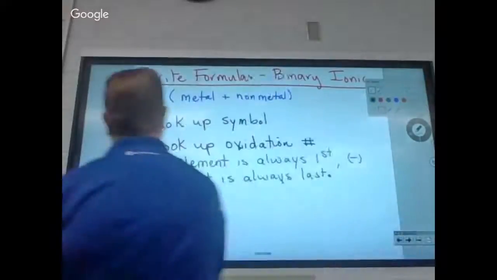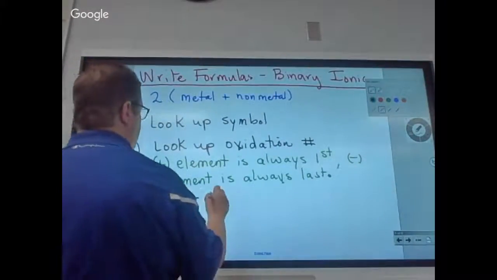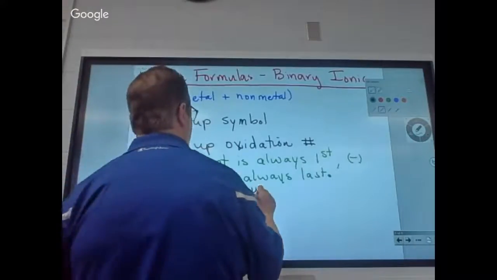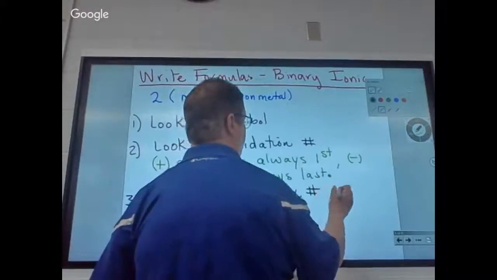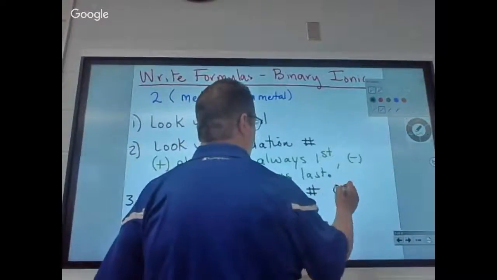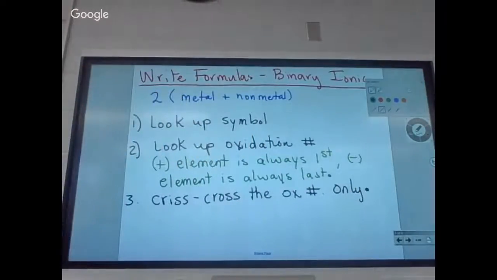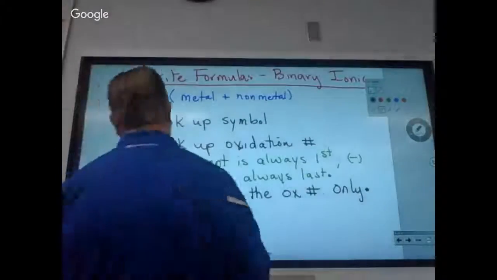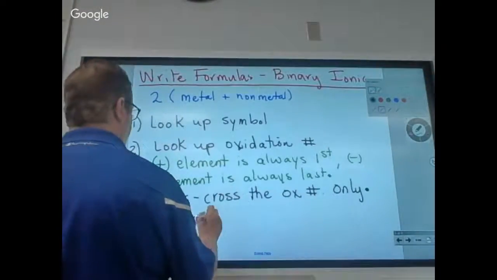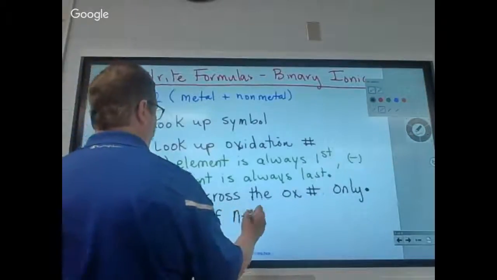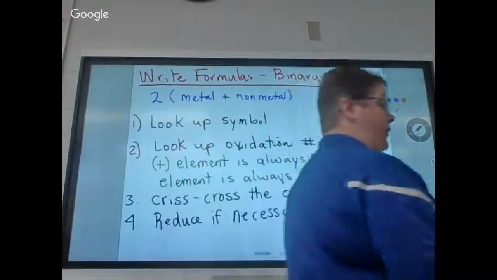All right, now number 3. All right, criss cross the oxidation number only. We don't need the positive and negative at that point. We're only crisscrossing the number. And number 4, reduce if necessary. Step 4, you will not have to use very often.